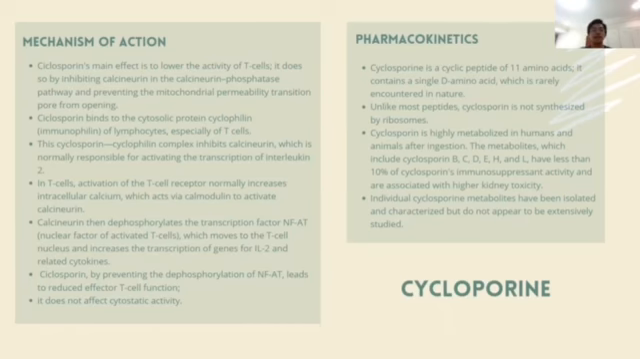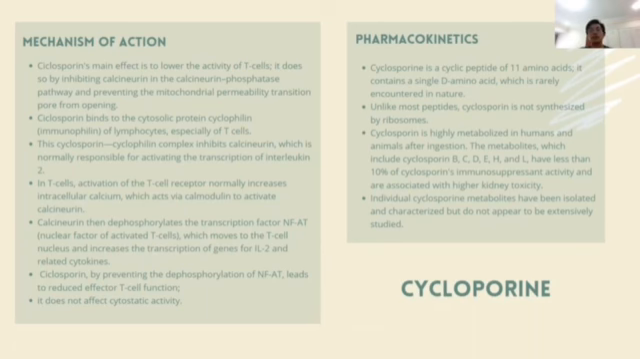Now, in T cells, activation of the T cell receptor normally increases intracellular calcium, which acts via calmodulin to activate calcineurin. The calcineurin then dephosphorylates the transcription factor NFAT, or the nuclear factor of activated T cells, which moves to the T cell nucleus and increases the transcription of genes for IL-2 and related cytokines. Cyclosporin, by preventing the dephosphorylation of NFAT, leads to reduced effector T cell function. Although it does reduce the effector T cell function, it does not affect cytostatic activity.